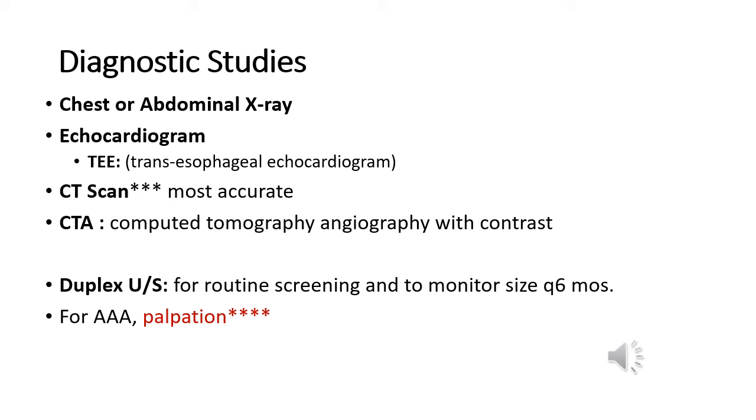If the aneurysm is small, clients will be asked to come back about every 6 months and have a duplex ultrasound to see if it's growing in size. Sometimes with an abdominal aortic aneurysm, you can palpate it, but I put it in red here because you want to be very careful when you palpate that you don't actually rupture it.